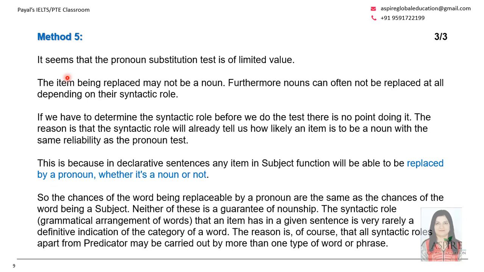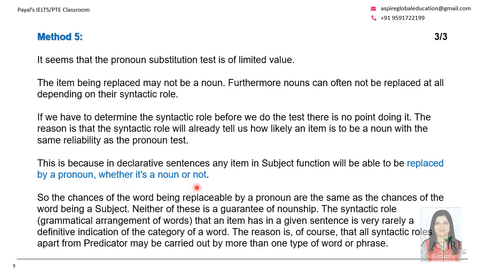Okay, now let's go back to method 5. The item being replaced may not be a noun. Furthermore, nouns can often not be replaced at all depending on their syntactic role. Now, what is syntactic? The grammatical arrangement of words. So, in declarative sentences, any item in subject function will be able to be replaced by a pronoun, whether it's a noun or not.